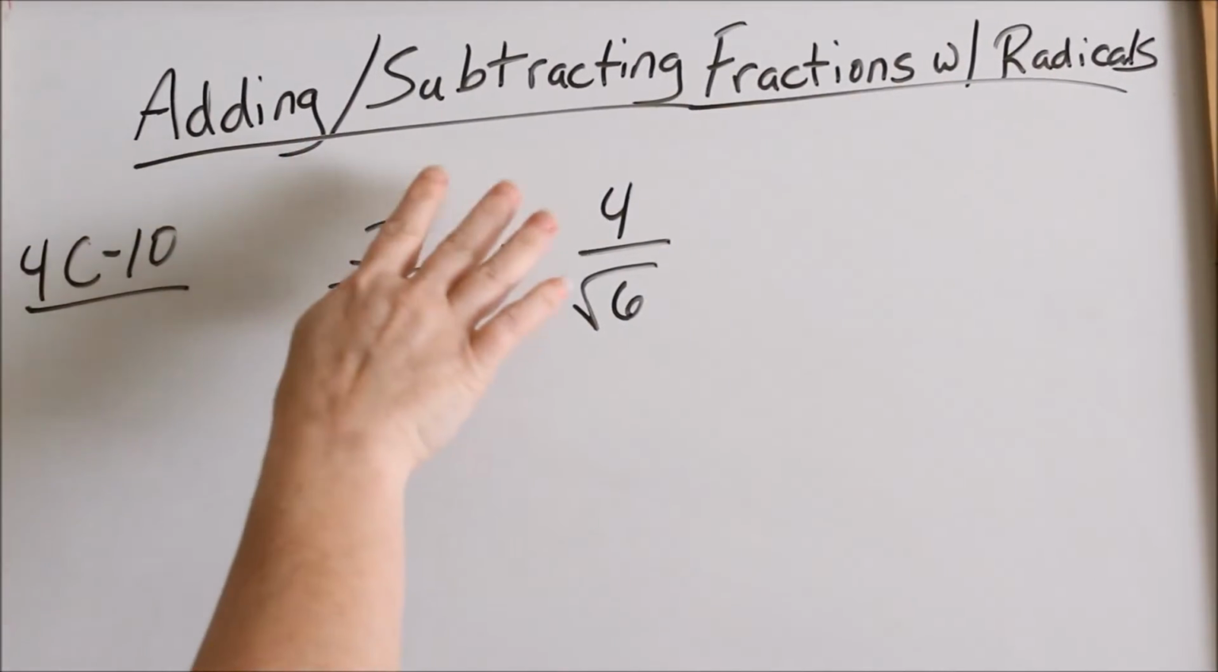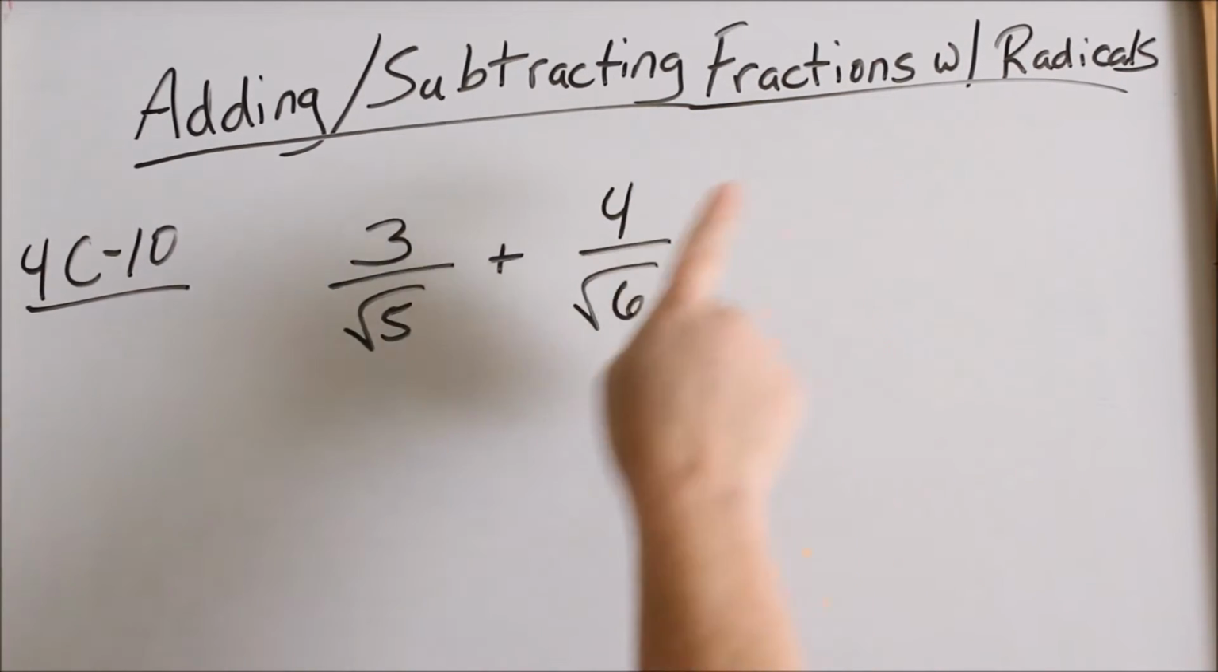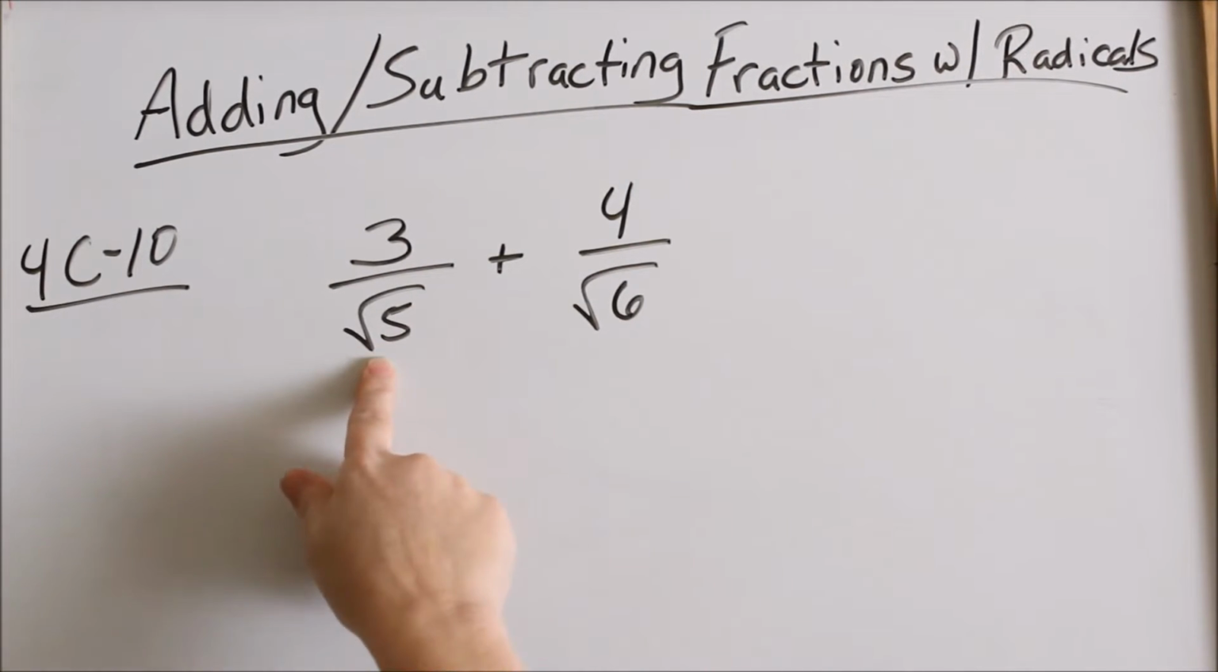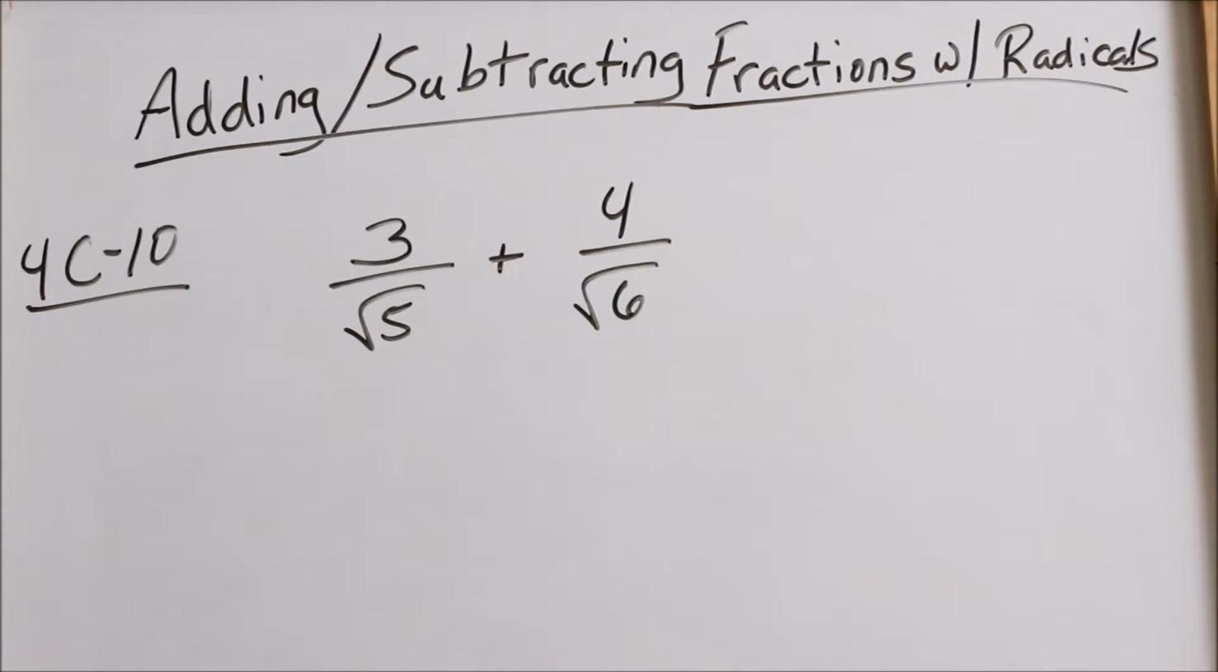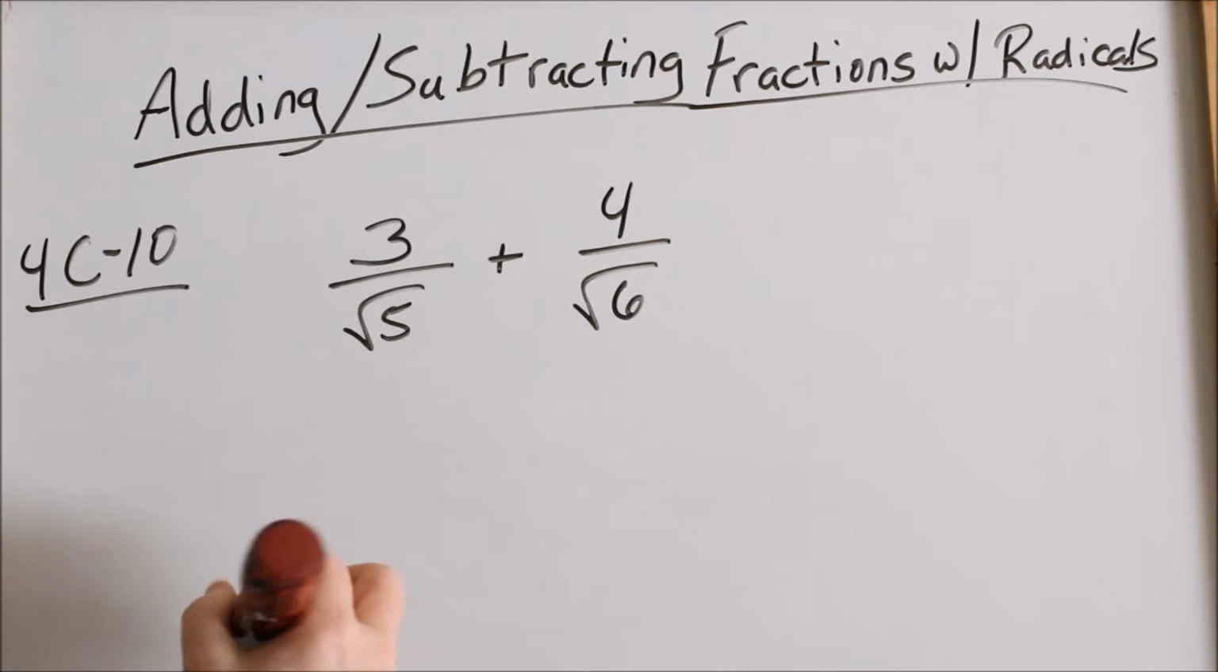Okay, we are adding and subtracting fractions with radicals. So you have already seen this, but now we are adding two fractions together with radicals in the denominator. The first step, if you want to write it in words, is always to get rid of the radical in the denominator.